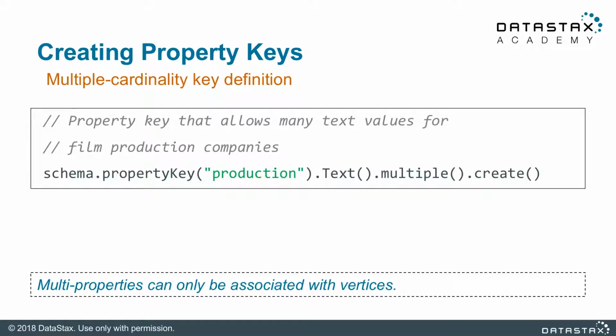Here's an example of defining a multi-property key. A multi-property key allows for many text values to be stored for a respective property. In this case, it's possible that there are multiple film production companies for a given production.